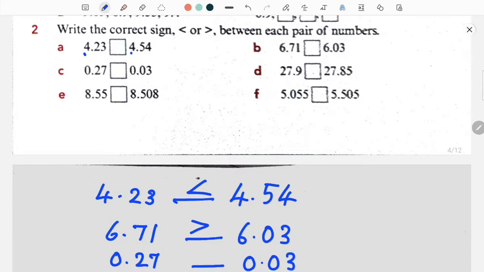Next is 0.27 and 0.03. The whole number part is 0, same. Check the digit in the tenths place. 2, 0. 2 is greater than 0. So 0.27 is greater than 0.03.